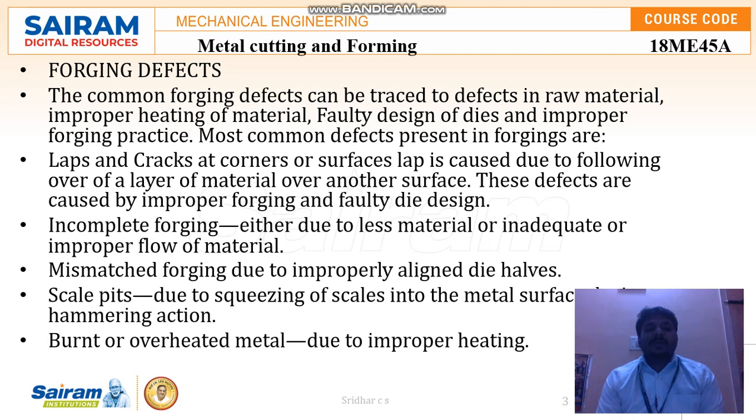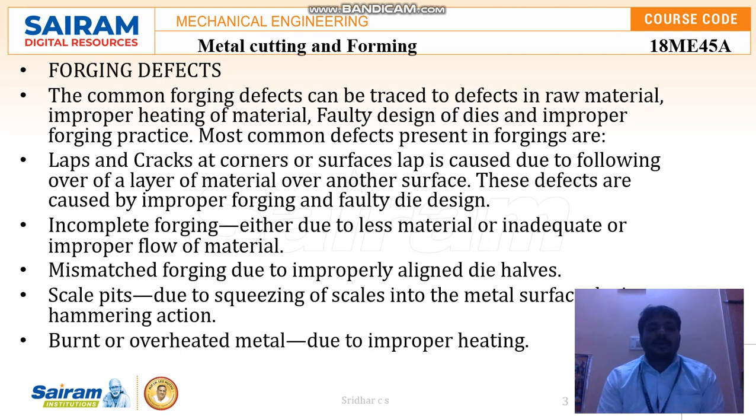So next one is the faulty design of dies and improper forging practice. So one is the raw material, the other is the heating of the material, and the next major defect is caused because of improper design of dies and improper forging practice. So these are the major common defects that can occur in forgings.